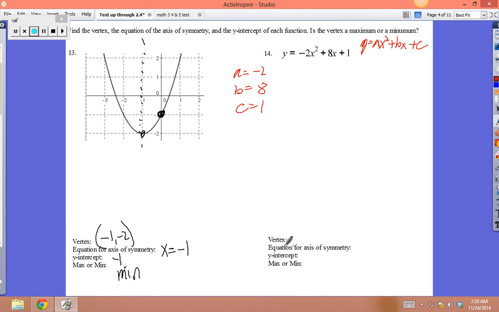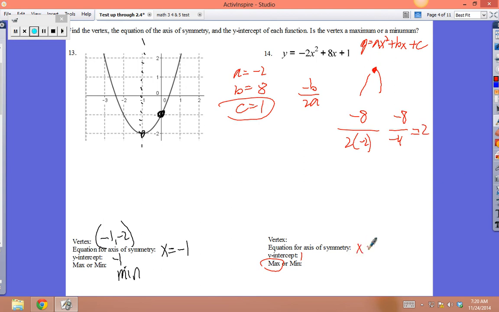Okay, first, the y-intercept is easy. The y-intercept is c. So the y-intercept is 1. And since a is negative, I know it's going to look like this, which means it is going to have a max. Okay, now you have to find your line of symmetry. Line of symmetry is going to be negative b over 2a, so it's going to be negative 8 over 2 times negative 2. So it's going to be negative 8 over negative 4, which is going to be 2.